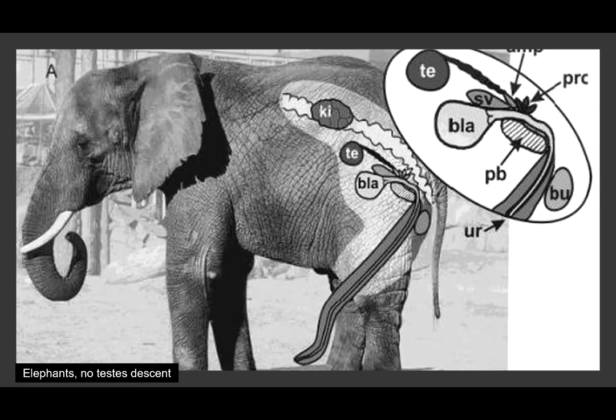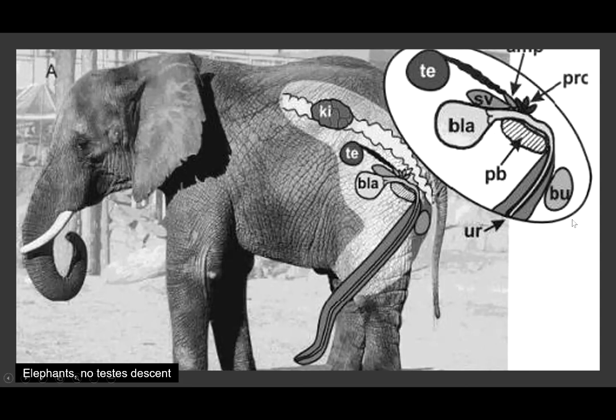Now look at that diagram, and you can see KI is for kidney, TE is for testes, BLA is for bladder, and then there's a blow up of that, and you can see where the seminal vesicle and the prostate and Cowper's gland meet up with the vas deferens from the testes, and it's just this really simple path from up inside the body down towards the penis, and then through the urethra to ejaculation. So elephants do not have that inguinal hernia risk that you see in humans.